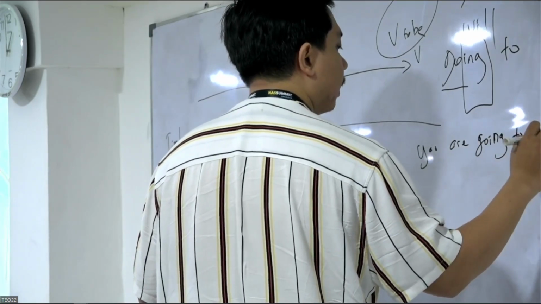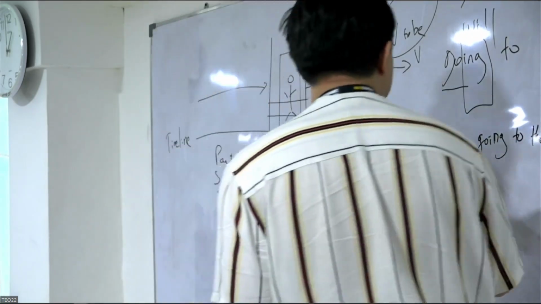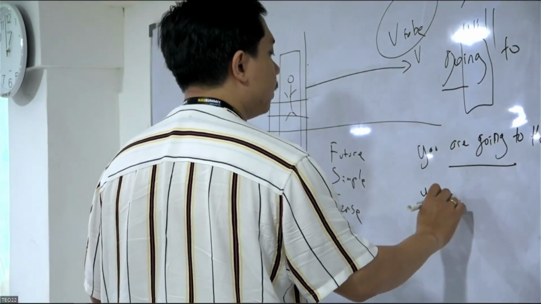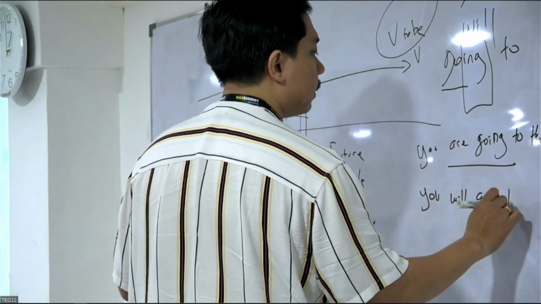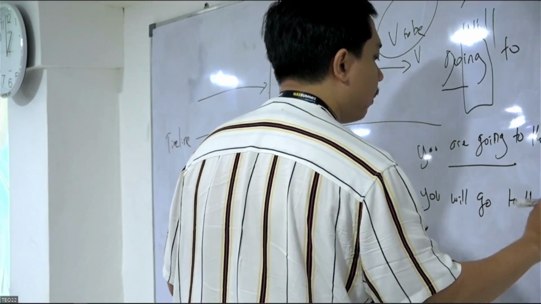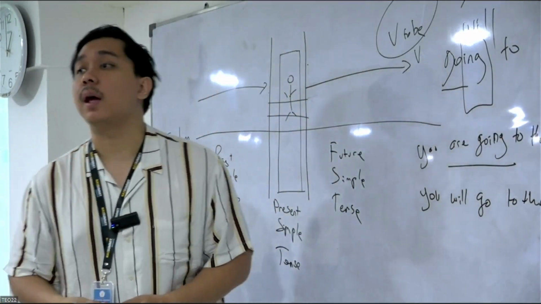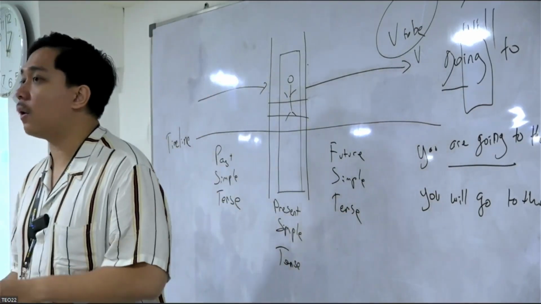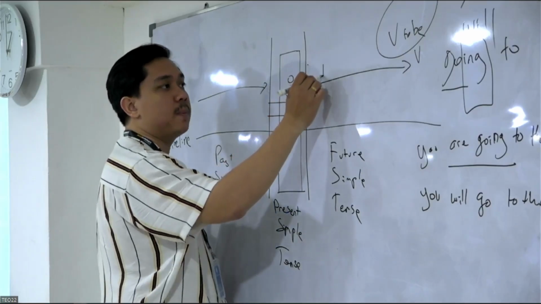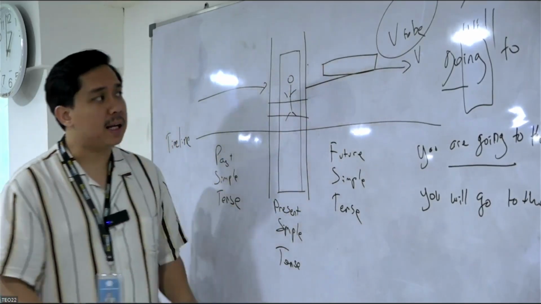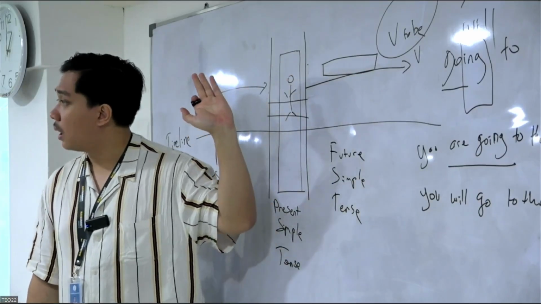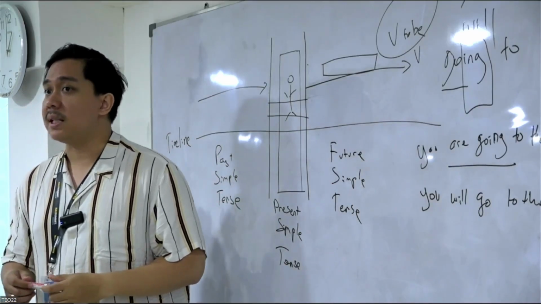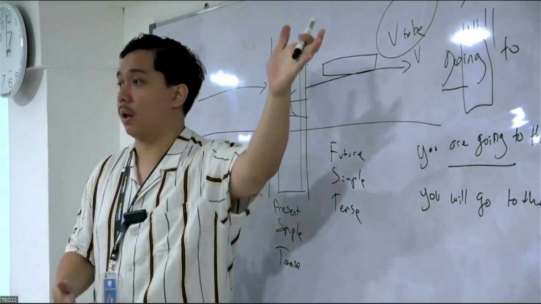Just for example, when we say that you are going to the mall, for me, this is still a continuous tense. It's a different thing compared to you will go to the mall. Why is it different? "You are going to the mall" is a condition that happened somewhere here. It means he's in the activities where he is going to the mall.